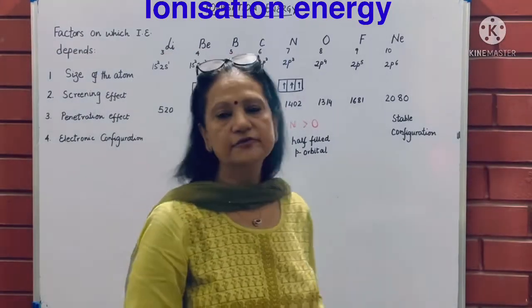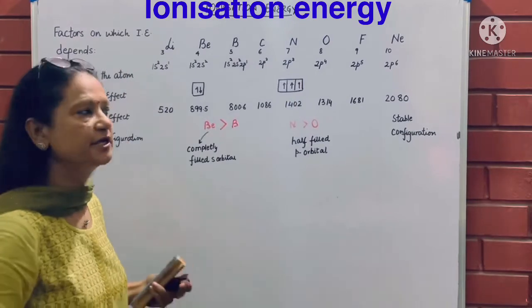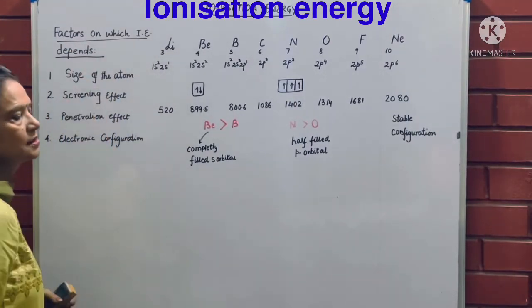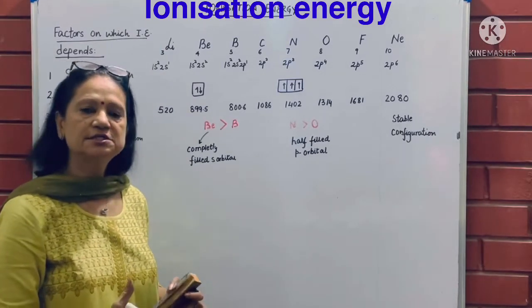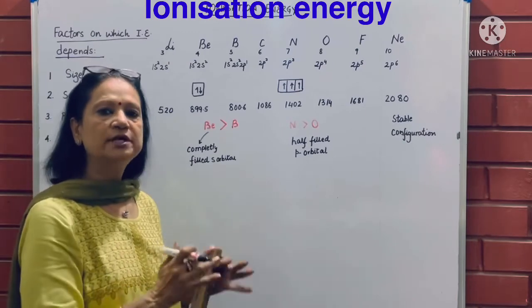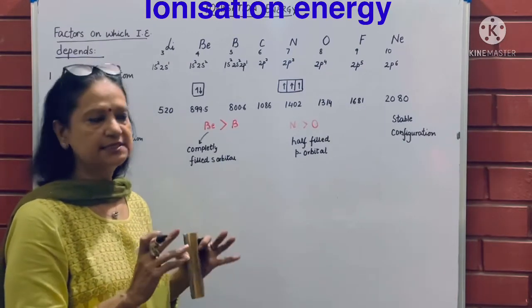Let us look at the factors on which ionization energy depends. So you know, ionization energy is the energy required to pull out an electron from an isolated neutral gaseous atom.